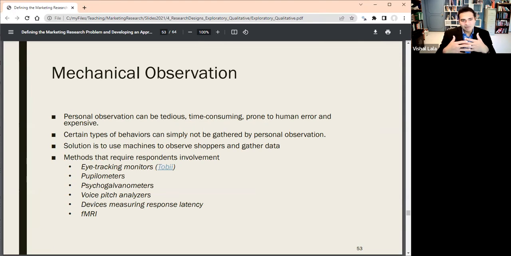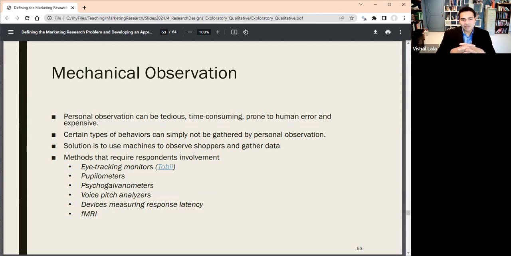Personal observation in general can be tedious, time-consuming, prone to human error, and expensive. Paco Underhill's book talks a lot about personal observation. Much of the insights that they learned and describe in their book involves watching people as they navigate the aisles of Macy's or Bloomingdale's. Now, having a stalker, so to speak, of a researcher following a respondent through a store can be expensive.